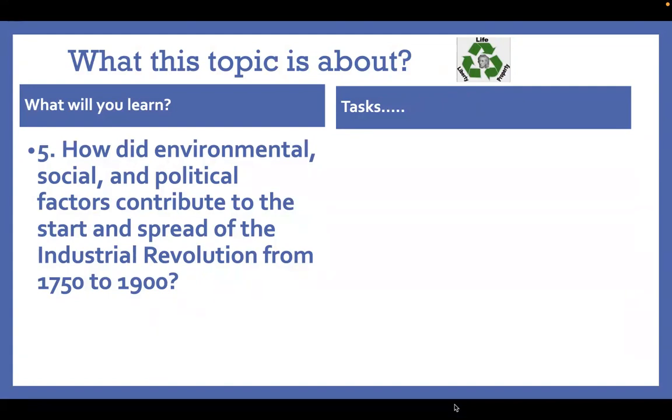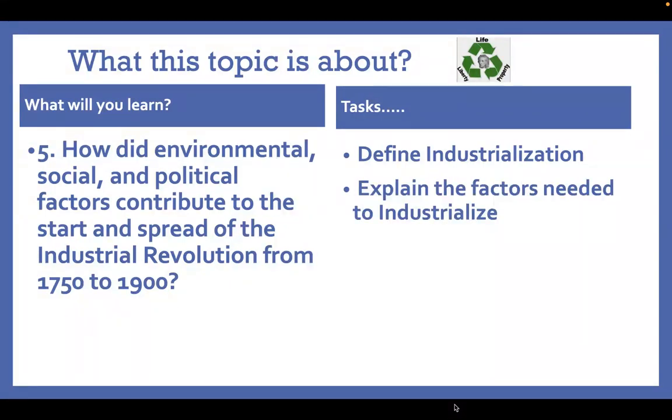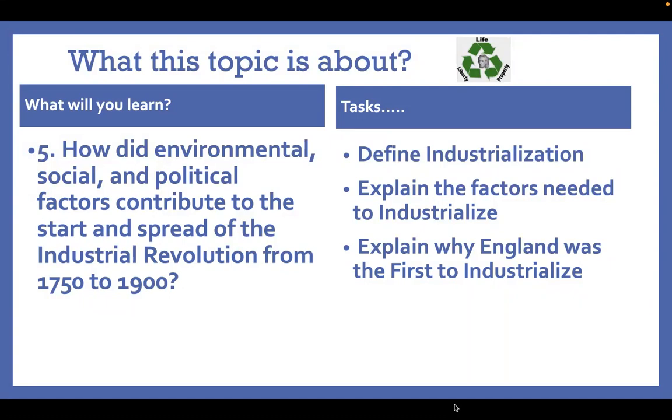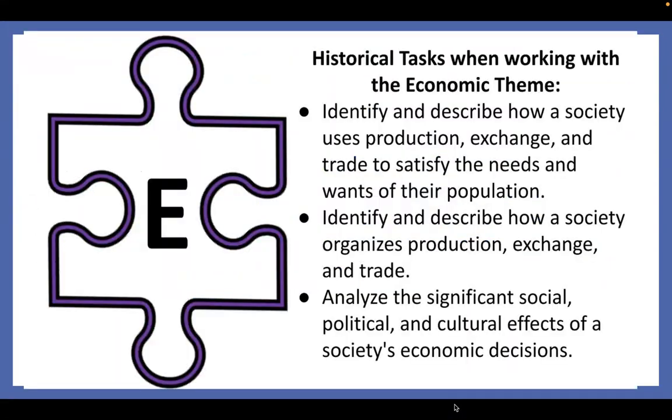So, when we look at the tasks involved in answering this question, the very first thing is we have to define industrialization. After we get a good definition and an understanding of what industrialization was, we have to explain the factors known as the factors of production that all countries who industrialize need. And then finally, you will take this information and do an assignment to explain why England was the first to industrialize.